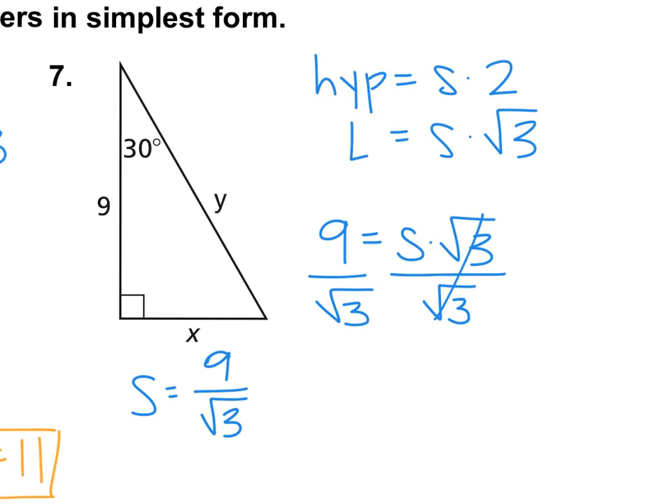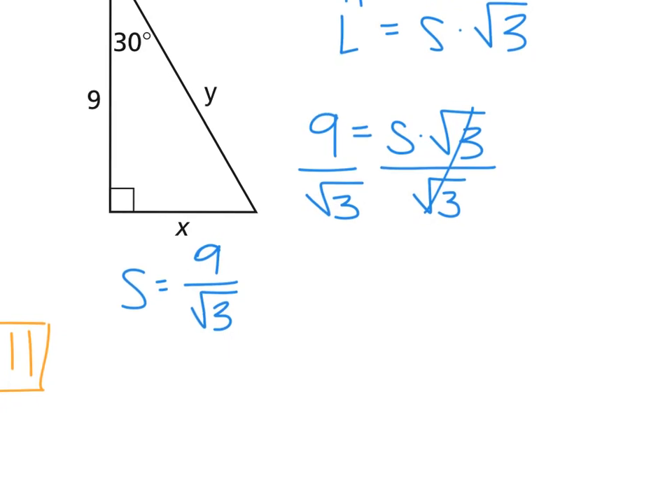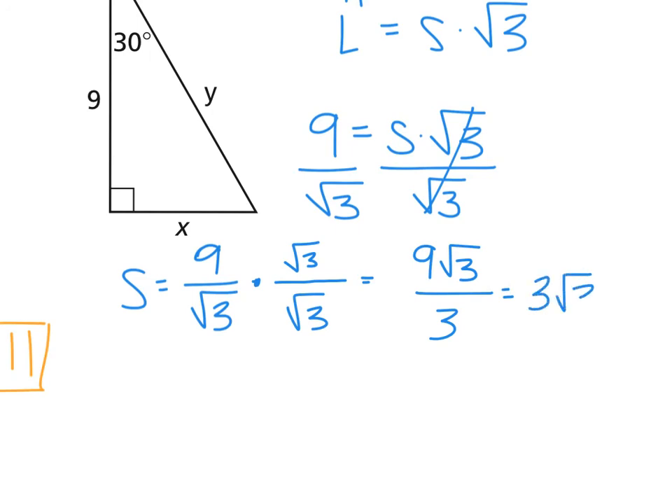Once again, we're going to have to get that radical out of the denominator. So we have to multiply by what? Good, radical 3 over radical 3. So that would give us 9 radical 3 over 3. You with me? Now we can simplify those whole numbers out front, right? 9 over 3 would just be 3, and I keep my radical 3. So my short side, or my x in this case, would be equal to 3 radical 3.